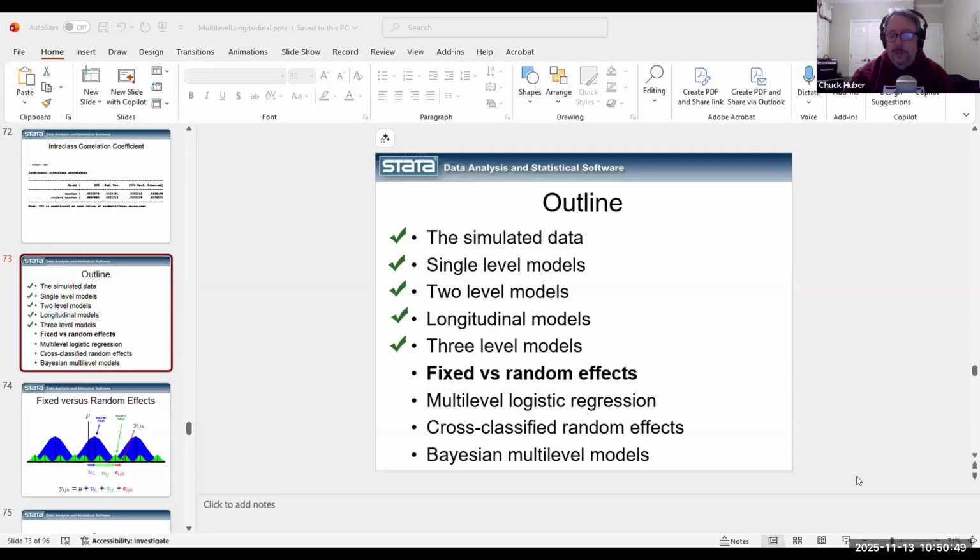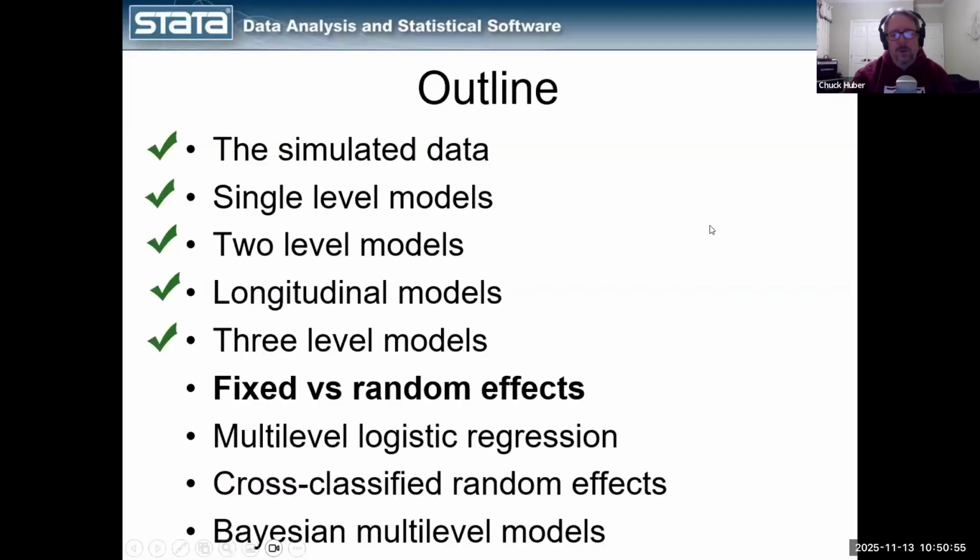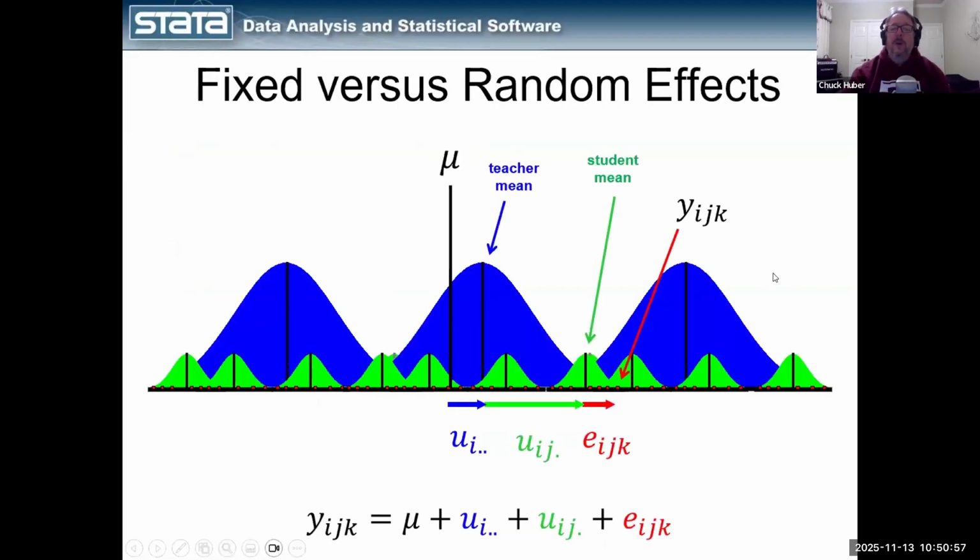One of the questions that I get most often is, how do I know when to use a fixed versus random effect, and what do those terms even mean? So the way I described each of these levels, I'm talking about them as a random effect in the sense that it's random that the value is different for each observation. So the e_ijk, that's going to be different for every observation. The u_ij, that's going to be different for every student because each student is going to have their own deviation, and so forth.